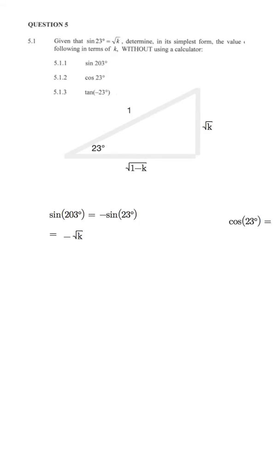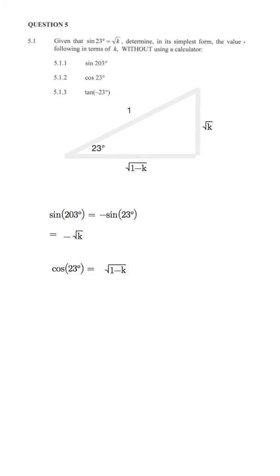The next question is cos of 23. Cos of 23, we can look at our diagram without needing to do any kind of reduction. Cos is defined as the adjacent over the hypotenuse. So we have our adjacent side here, root 1 minus k, and our hypotenuse is 1, and the adjacent over the hypotenuse then is just root 1 minus k.